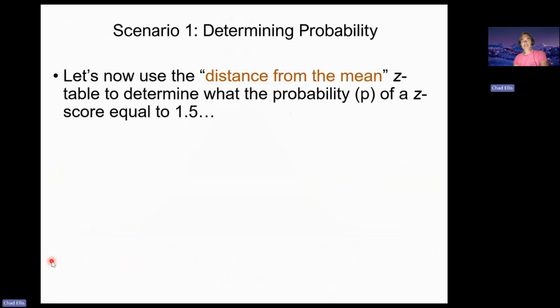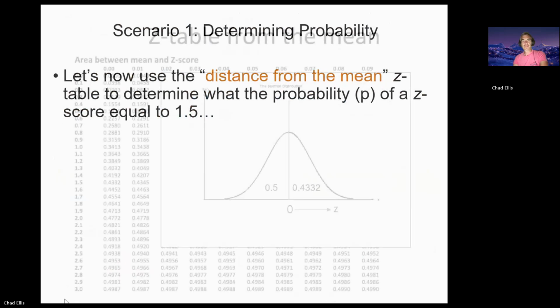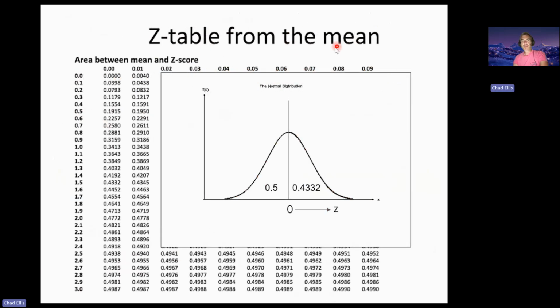Okay, so let's do the same scenario, the same question, but let's now use not the cumulative Z table, but the distance from the mean Z table. So here's our Z table from the mean. We're going to look up, again, our Z value of 1.5. This time we get a probability of 0.4332. That probability in this case corresponds to this blue shaded area, the area underneath the curve going away from the mean.